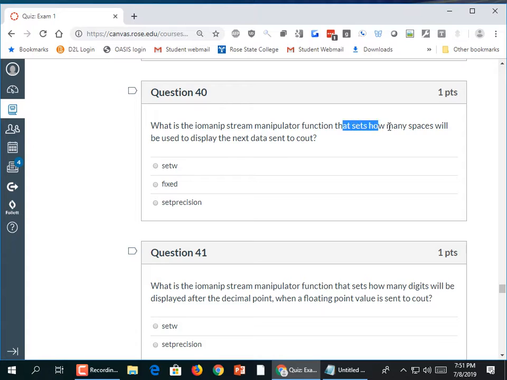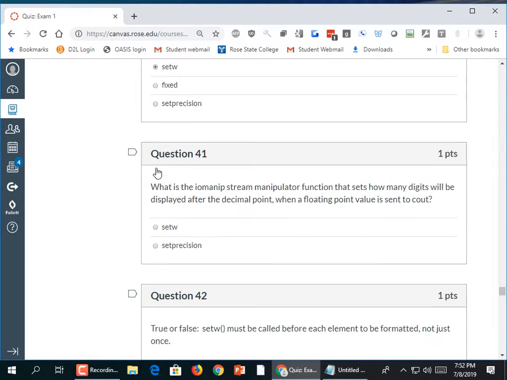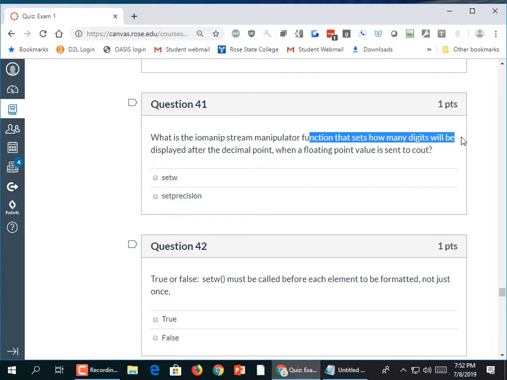All right, which one sets how many spaces? Well, the keyword is set. So setw. Which one specifies how many digits will be displayed after the decimal point? Well, if you combine it with the fixed manipulator, it's setprecision.